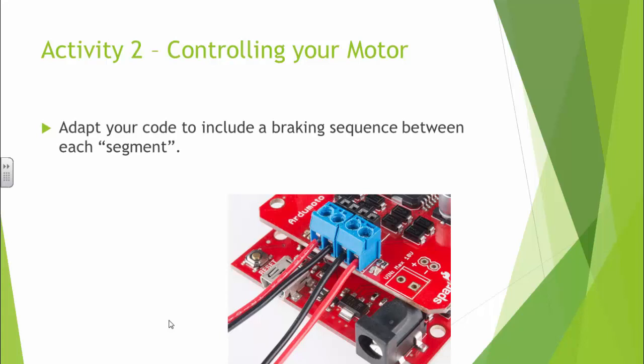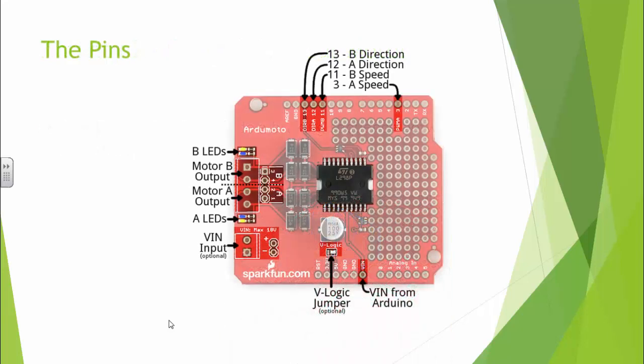Okay, you can also adapt that code for activity 2, putting a braking segment between each of your movement sections. By the way, here is from their website the identification of the pins involved with the shield, and here you can see your LEDs for the 2 motors here.